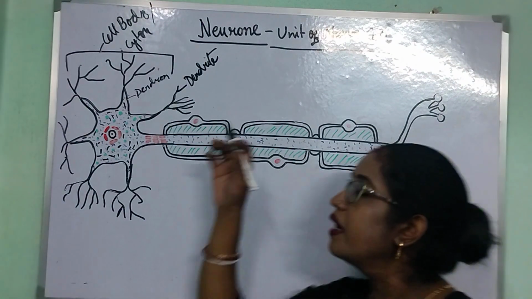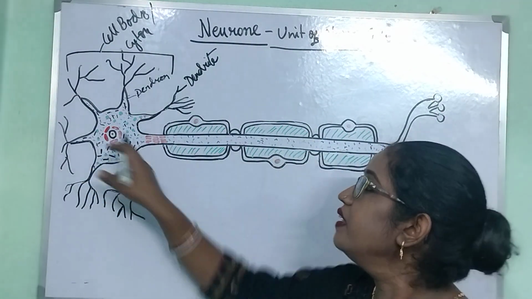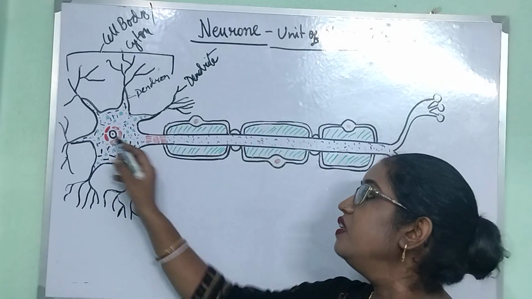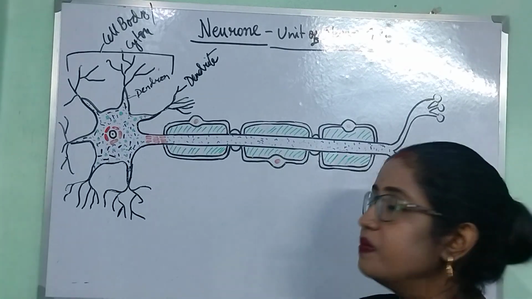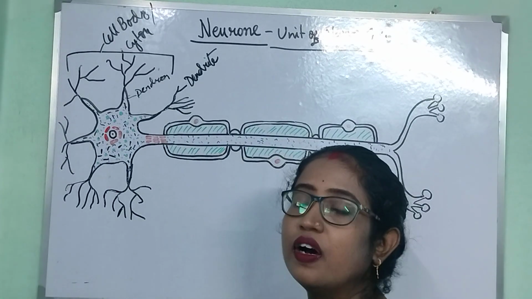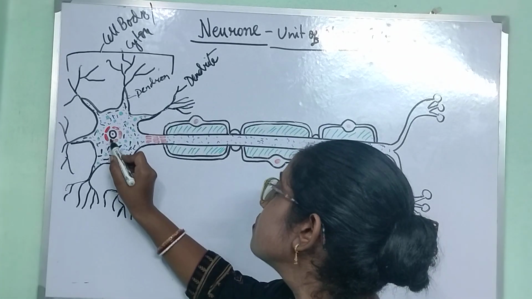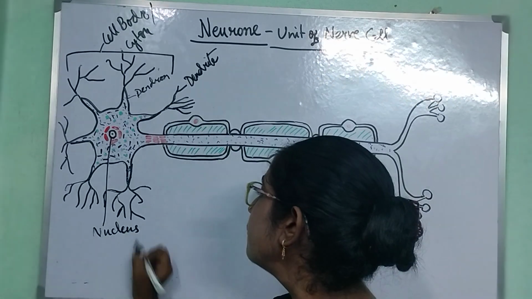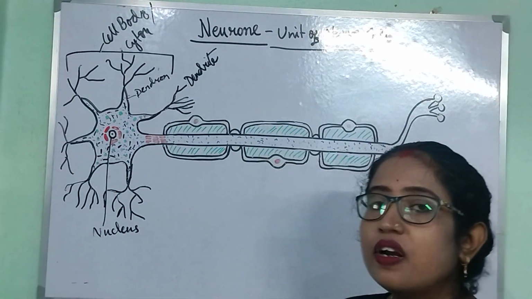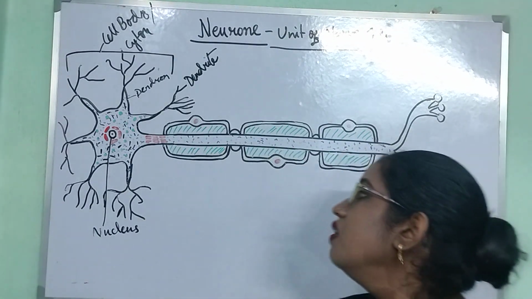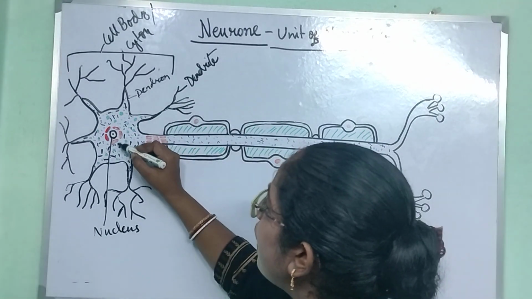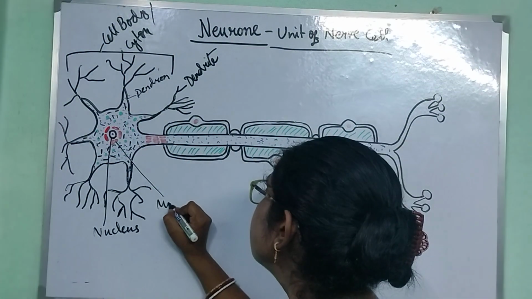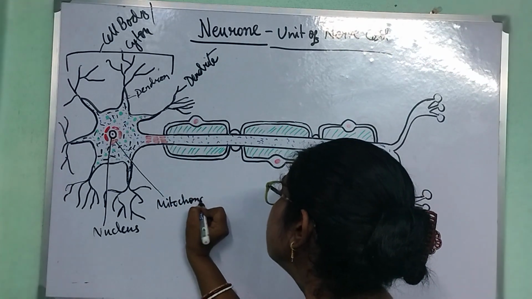Now come to the inside of the cyton. So cyton has a very prominent big-size nucleus, and the nucleolus is properly visible in the microscope. So this is the nucleus. Then the nucleus is surrounded by many cell organelles. First of all, it is surrounded by mitochondria. I showed mitochondria in red ink. So this is the mitochondria.